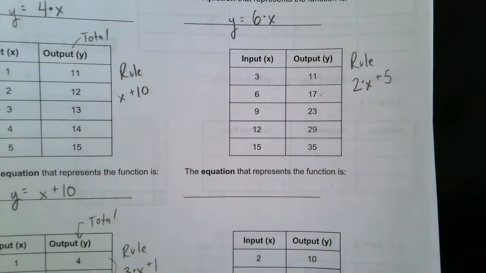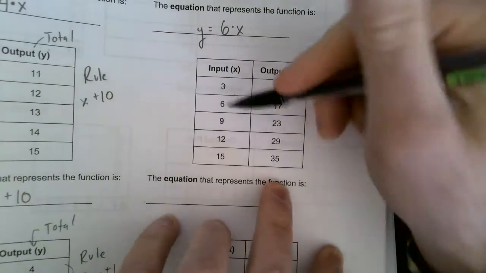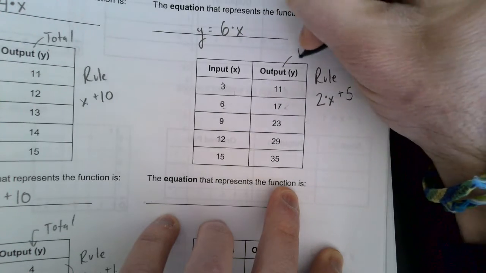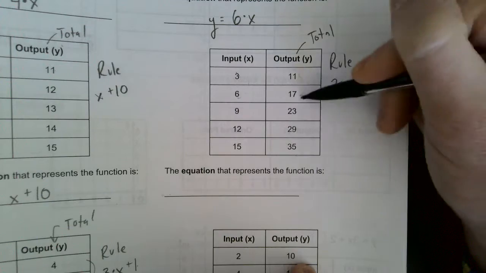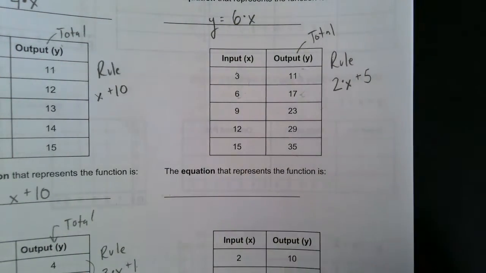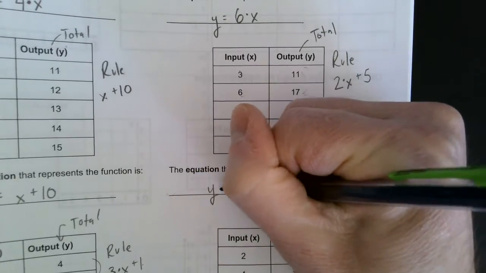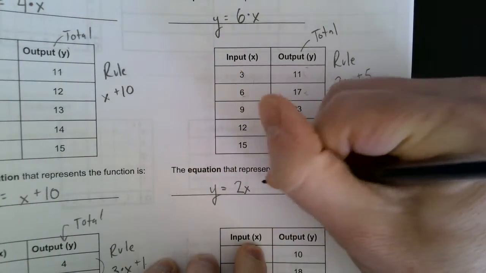Now, there's not going to be one like this on a test, where the inputs are going up by a different number than 1. But I just wanted to show you what one of these might look like, where you can't necessarily just use that trick because the input's not going up by 1. So the equation would be the total, which is by itself, which is y, equals 2 times x plus 5.